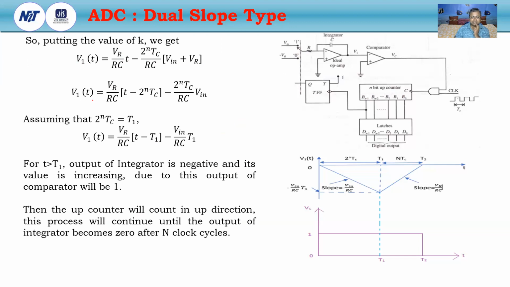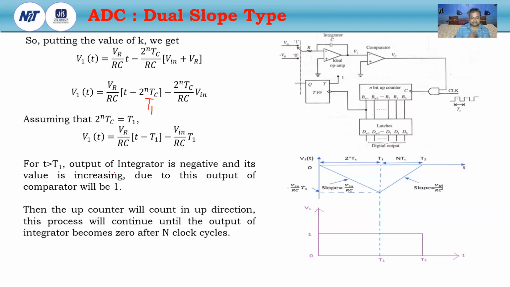So V1(T) is equal to Vr by RC into T minus 2 to the power of n Tc, minus 2 to the power of n Tc by RC into Vin. Assuming that 2 to the power of n Tc is equal to T1, we put that in. So then we will get Vr by RC into T minus T1, minus Vin by RC into T1.